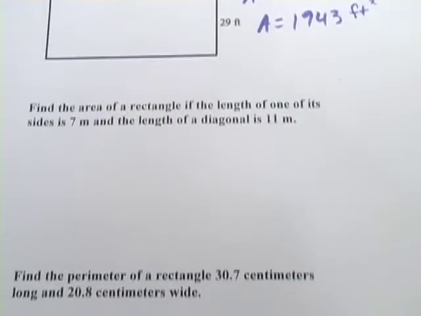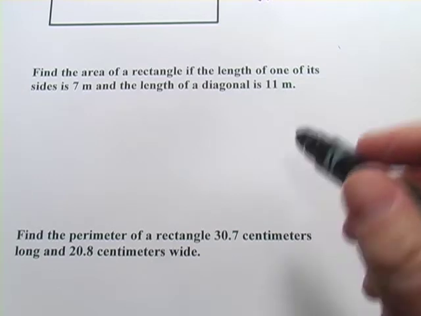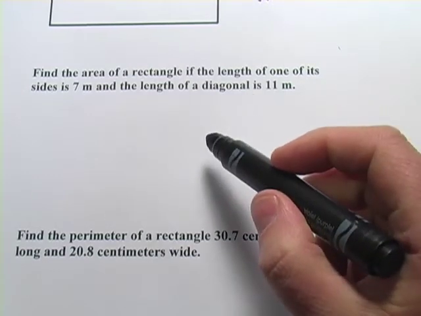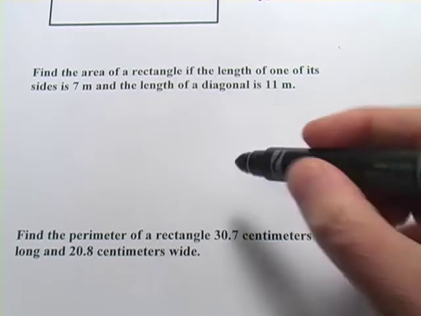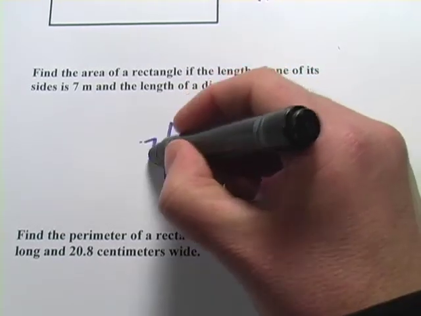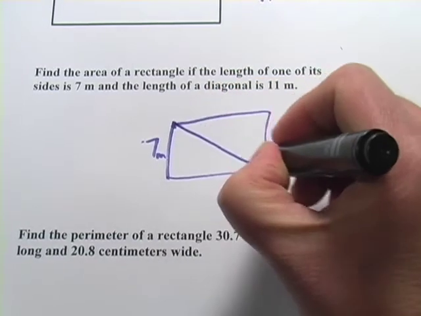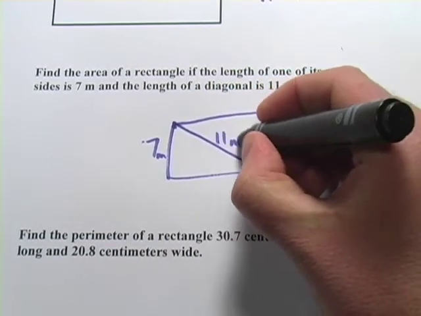All right, this one's slightly more difficult. It says find the area of a rectangle if the length of one of its sides is 7 meters and the length of a diagonal is 11 meters. So we've got some kind of rectangle here. We don't really know how it looks. One side is 7 meters and a diagonal is 11 meters.